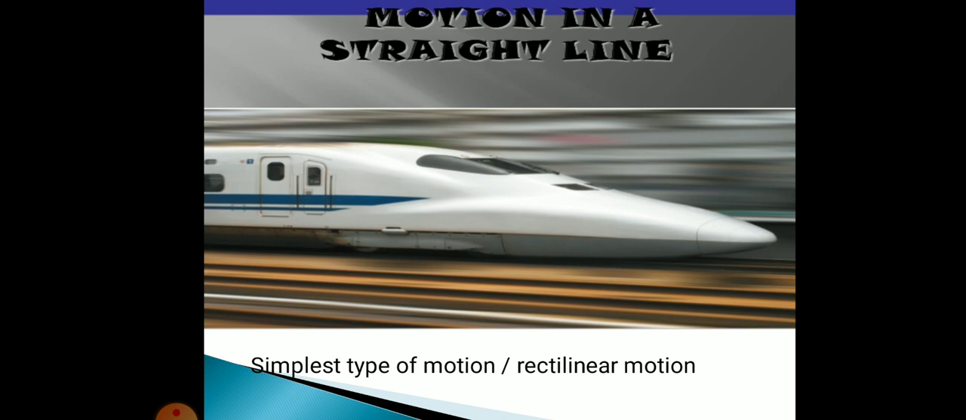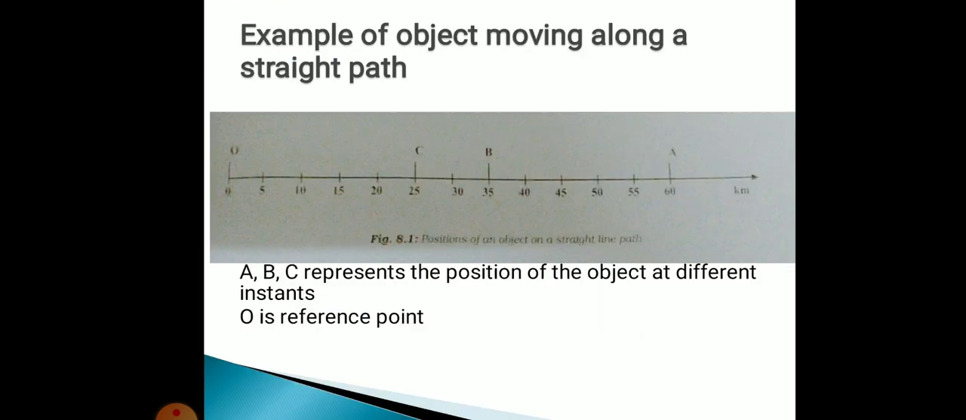Therefore, to describe the position of an object, we need to specify a reference point, that is also known as the origin. So let us start with the motion in a straight line. It is the simplest type of motion. We will learn to describe this by an example. For that, consider the motion of an object moving along a straight path.